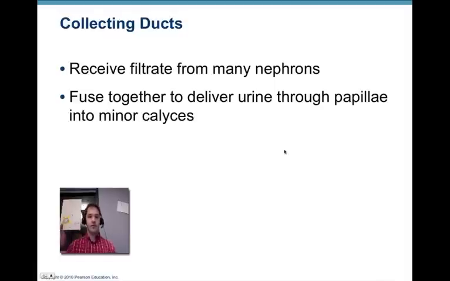So now that we've moved through the nephron, filtrate ends up at the collecting duct. And lots of collecting ducts eventually fuse together to deliver urine through papillae and into the minor calyces.